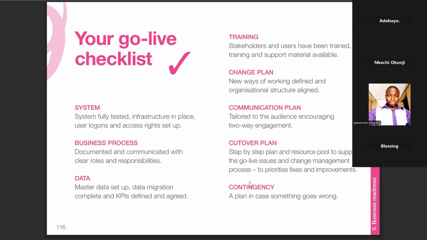Change plan, new ways of working. The organization needs to adjust to the new ways. Communication plan, how to tailor your communication to the end users and whoever is going to come in contact with the solution. So it still revolves around WhatsApp communicating that the new feature is coming and all of that. So you have to notify the entire organization, whoever your end users are, that this is coming, and they patiently await that. Then the cutover plan, meaning this is the deadline we give for people to migrate from the current WhatsApp to the next WhatsApp, right?